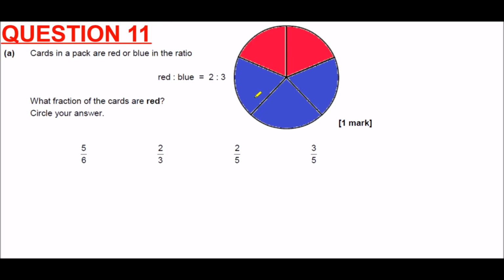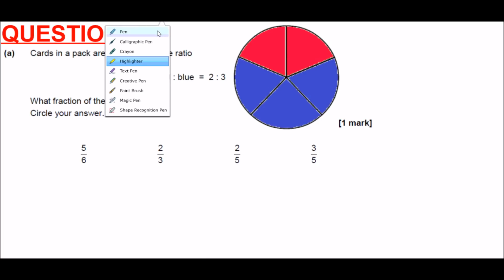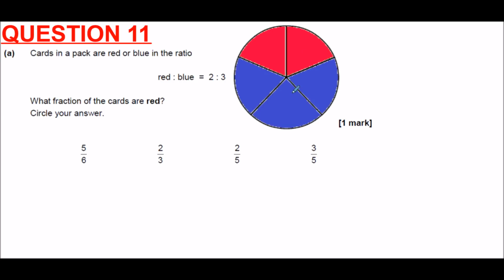So if 2 lots are red and 3 lots are blue, then we can picture the total number of cards being 5 lots. Ratio splits things into equal sized lots. So if 2 lots are red and 3 lots are blue, we have 5 lots altogether. And out of those 5 lots, we can say that 2 out of 5 are red and 3 out of 5 are blue. And so because we're asked for what fraction of cards are red, it's 2 out of 5, it's 2/5. So that's the one we need to circle.